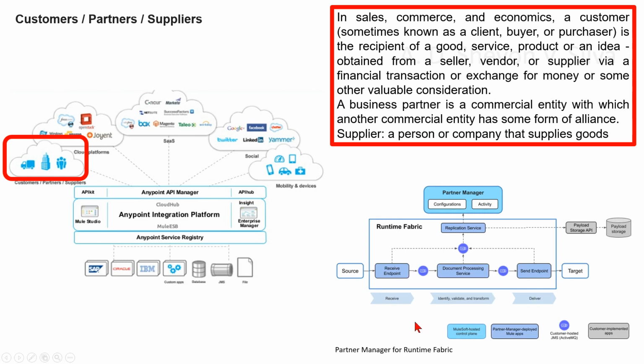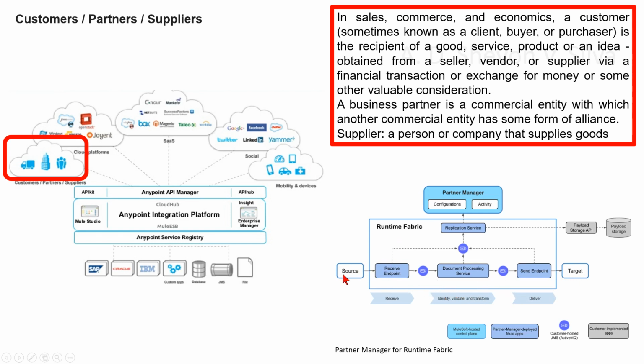Here you can see a Partner Manager for Runtime Fabric. When deploying message flows to Runtime Fabric, Partner Manager uses the ActiveMQ set up and configured by the user between processing stages to add additional reliability to B2B message processing. ActiveMQ destination queues are automatically created when the first transaction is processed through the runtime applications.